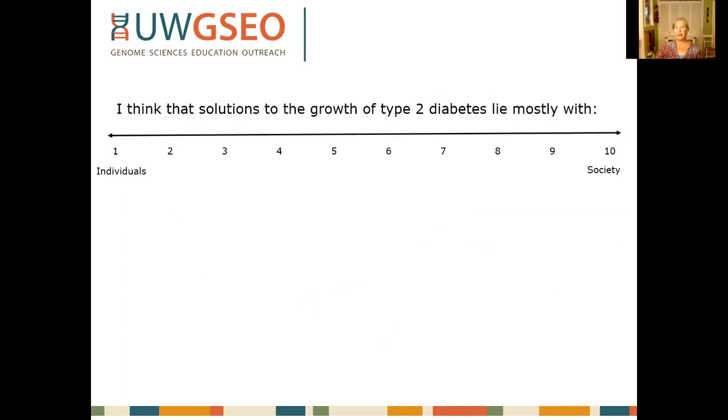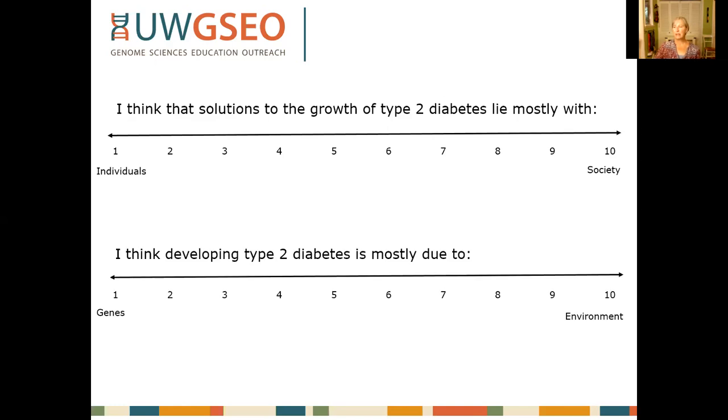Before we start, and we do this in the curriculum, we have students weigh in on two things. First of all, rank yourself on a scale from 1 being individuals to 10 being society. Do you think that solutions to the growth of type 2 diabetes are mostly with individuals or society? I know it's not an either or, so it's some combination, but where do you think the weight mostly falls? And do you think that developing type 2 diabetes is mostly due to genes or environment? Think about those two things and write maybe your numbers down someplace because we will come back to that.